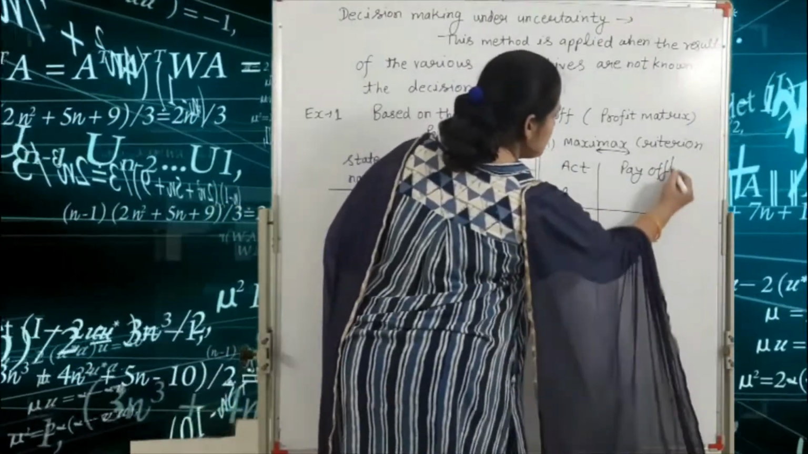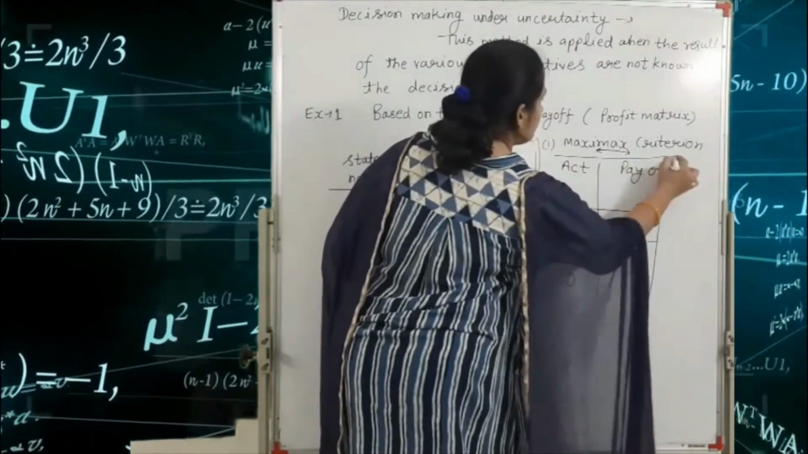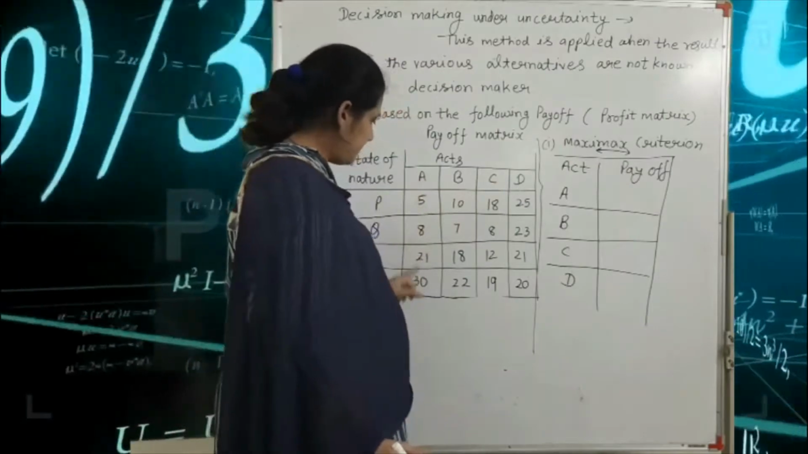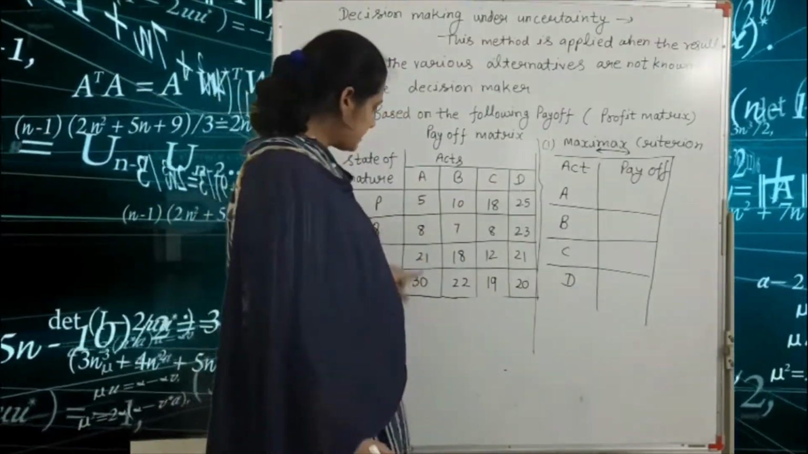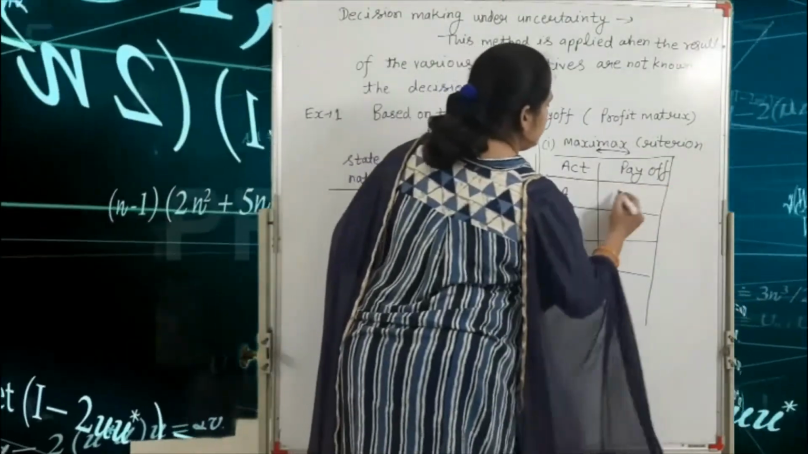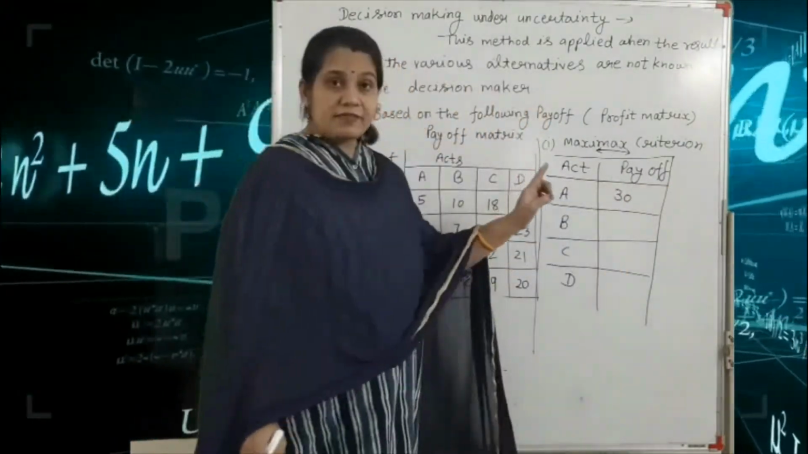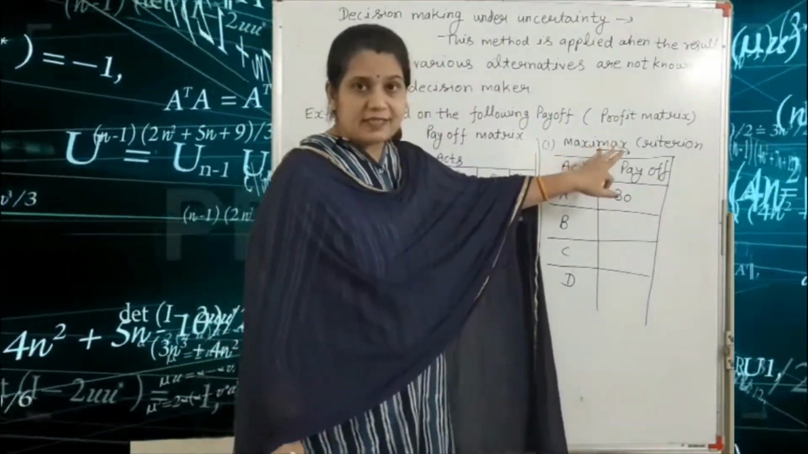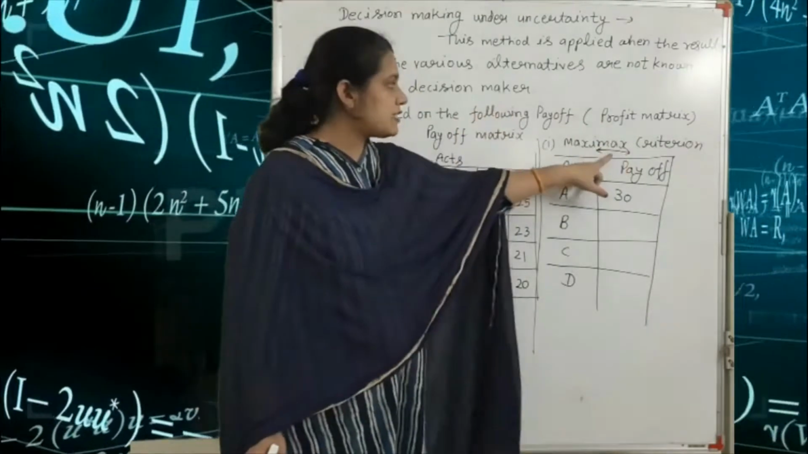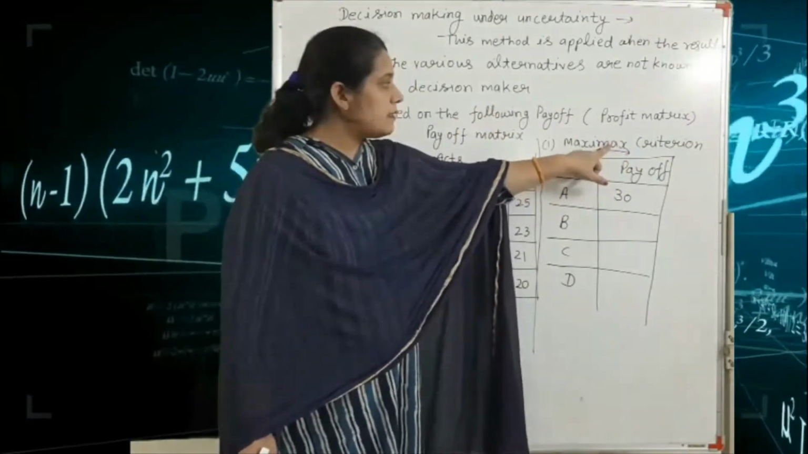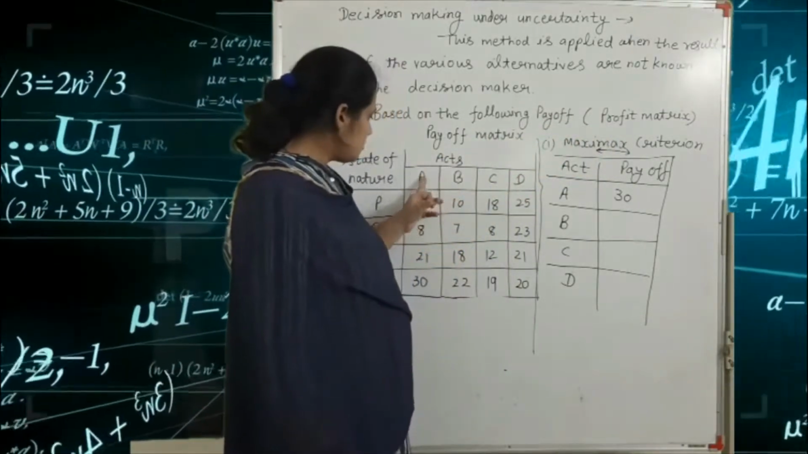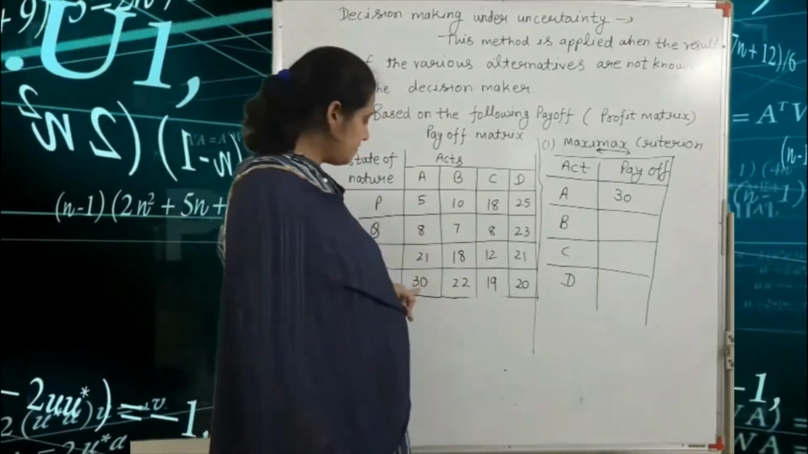According to this A, B, C and D, we fill in the values. First we choose what? First we choose the maximum value. In the column of A, the maximum value is 30, so we write here 30. Because here we find the maximax criterion, first we use the backside, starting from the back. So the back form is the maximum. First we choose the column of A, the maximum value is 30.